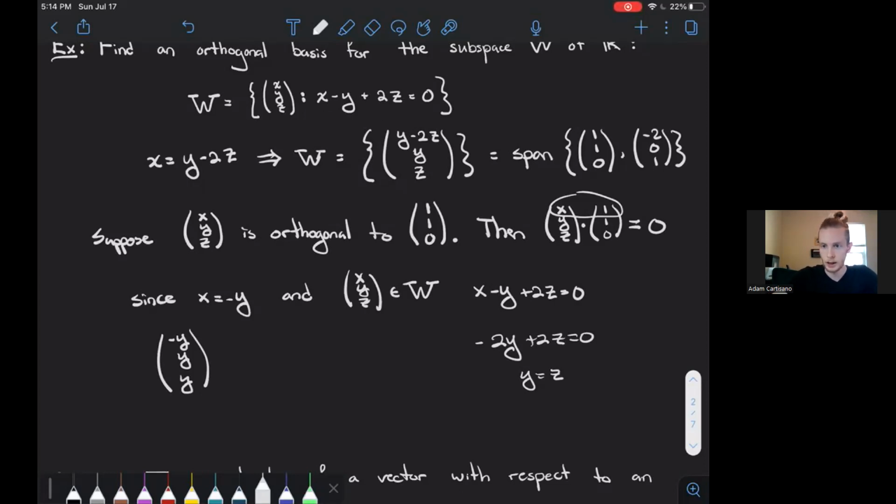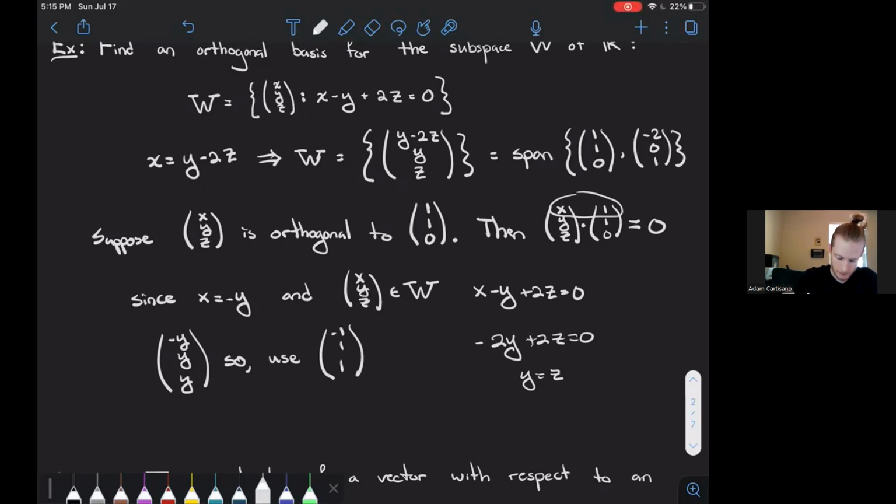But also for any vector inside of W, for this vector to be orthogonal to 1, 1, 0, the dot product has to be equal to 0, which just means that the first two numbers have to have the same magnitude but opposite signs, which they do. So let's use negative 1, 1, 1. Okay, this vector is orthogonal to 1, 1, 0, and it is inside the plane W.